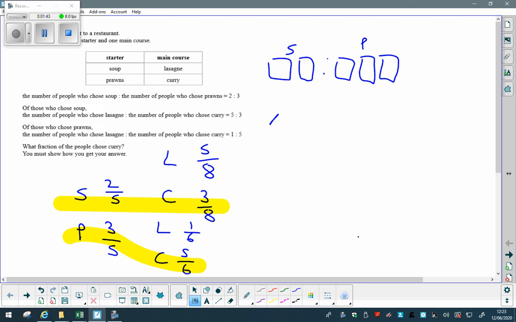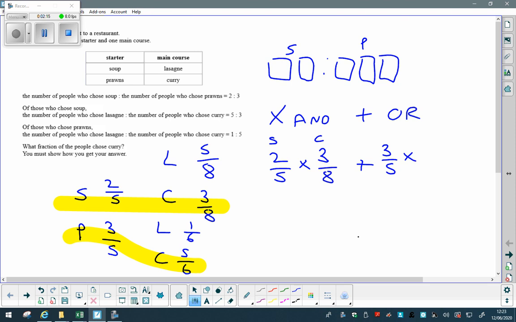where you need to know that times is "and" and plus is "or". So we need these combinations. We need 2/5 times by 3/8. That's soup and curry. Or we need prawns and curry, which is 3/5 times by 5/6. So that gives you 6 over 40 plus 15 over 30.